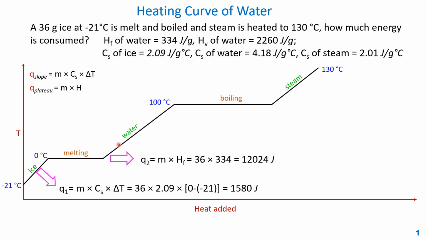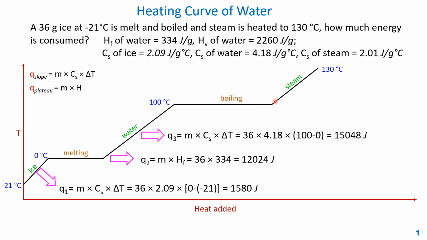And then the third step is another slope. You need to use the mass 36 times the specific heat capacity of water, which is 4.18, and then the temperature change, which is 100 minus 0, so it's 100 actually. So that is 15,048 joules to increase the water from 0 degrees to 100 degrees.